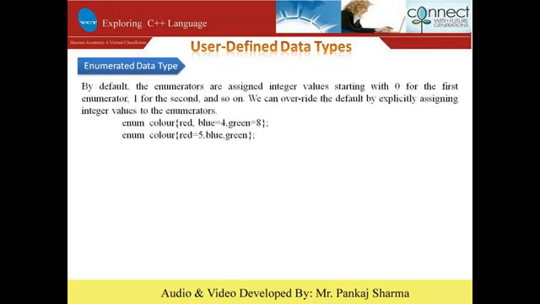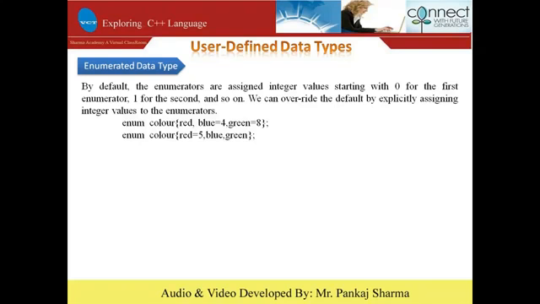Now by default, the enumerators are assigned integer values starting with 0 for the first enumerator, 1 for the second enumerator and so on. We can override the default by explicitly assigning integer values to the enumerators. Like in the example, as you can see, blue has 4 and green has 8 as a value. Now what is the value of red? The red's value would be 0, the default value.